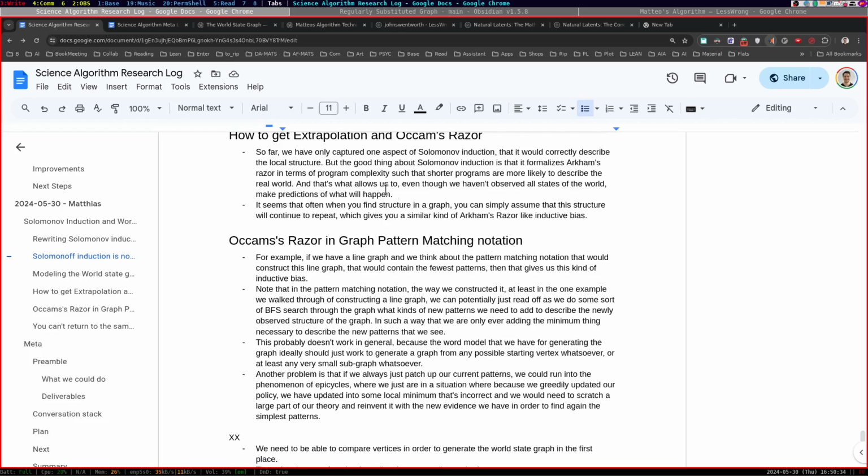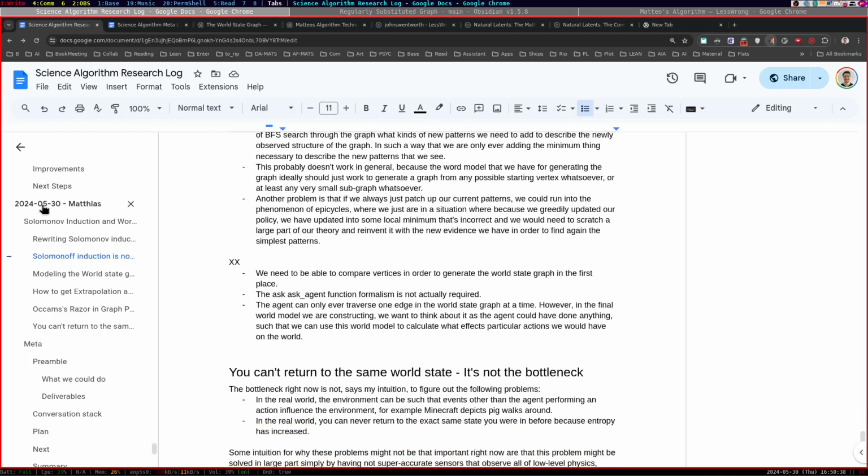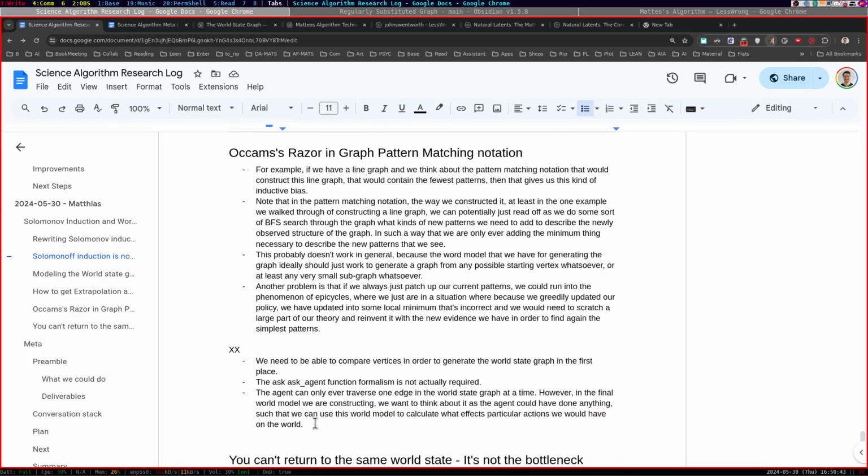Hello? Hello. I was just writing this down a bit better. So does it make sense? I think this captures lots of important aspects of Solomonoff induction.